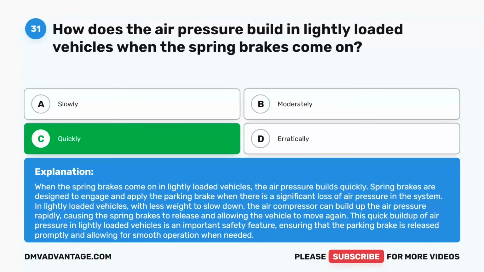Spring brakes are designed to engage and apply the parking brake when there is a significant loss of air pressure in the system. In lightly loaded vehicles, with less weight to slow down, the air compressor can build up the air pressure rapidly, causing the spring brakes to release and allowing the vehicle to move again. This quick buildup of air pressure in lightly loaded vehicles is an important safety feature, ensuring that the parking brake is released promptly and allowing for smooth operation when needed.